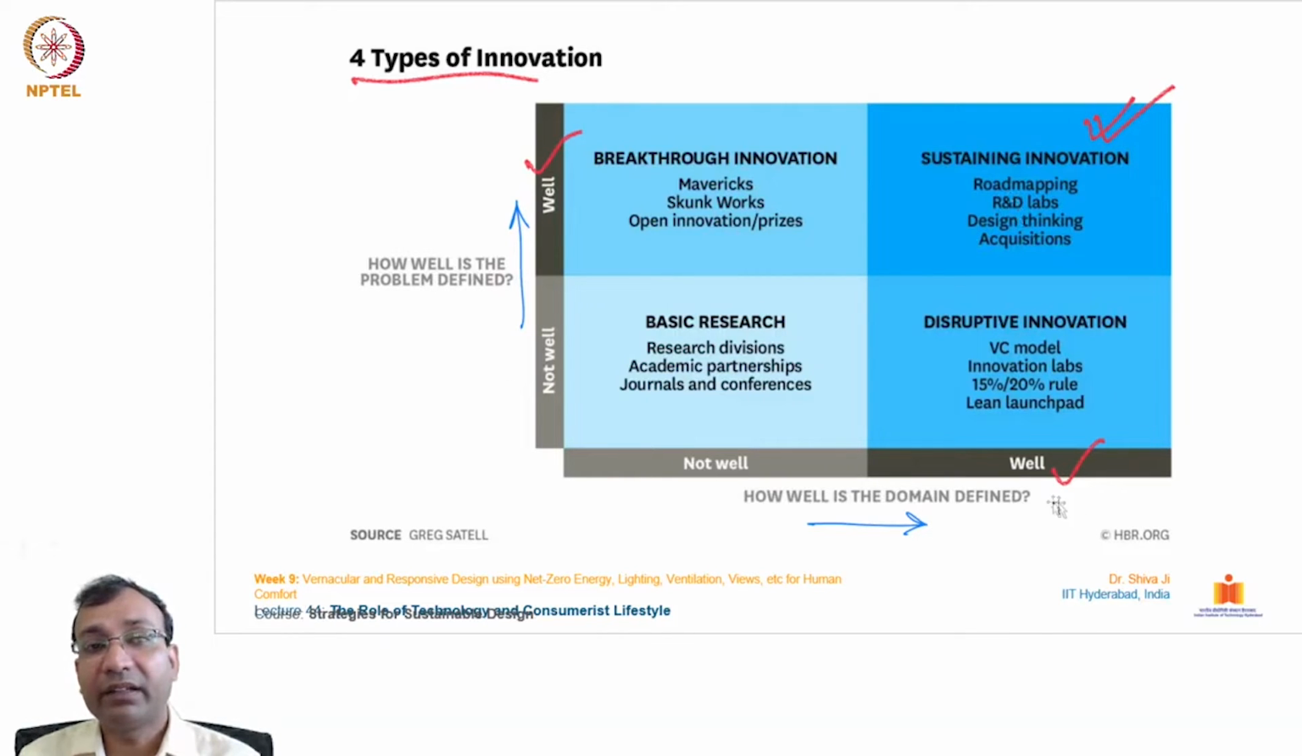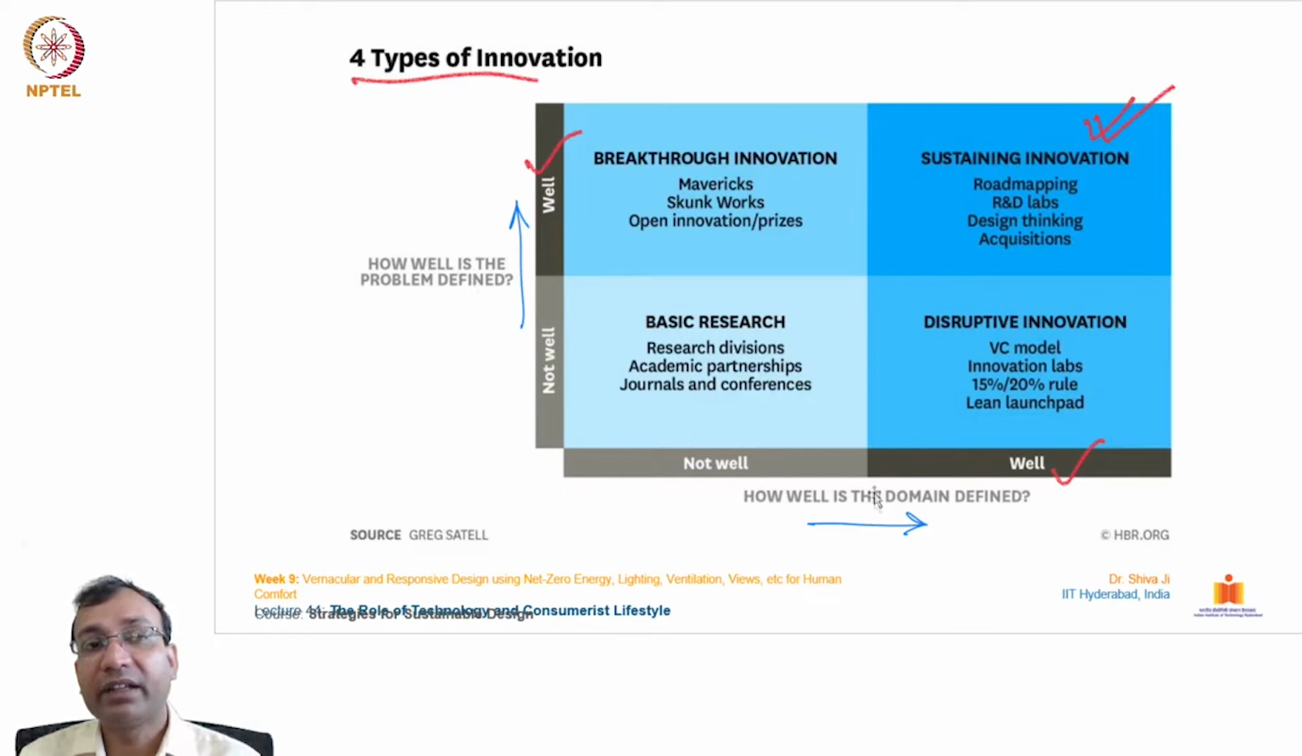If the problem and the domain are both clearly defined, you can have a sustaining innovation model: road mapping, R&D labs, design thinking, acquisitions. If neither the domain nor the problem is clearly defined, that falls under basic research: research divisions, academic partnerships, journals, and conferences. But the strong innovation comes in these other three quarters, as you can see over here.